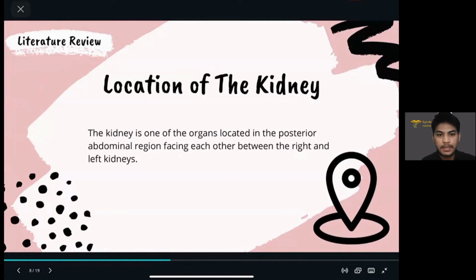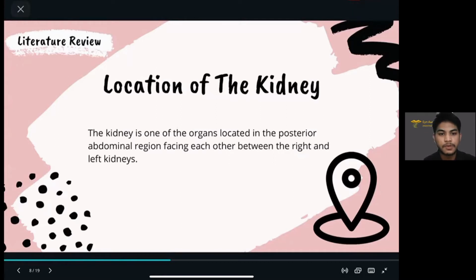The kidney is one of the organs located in the posterior abdominal region, facing each other between the right and left kidney. The right kidney is located inferiorly compared to the left kidney because there is a liver at the top of the right kidney, although the shape and size of the right and left kidneys are similar. The left kidney is longer and more slender than the right kidney and is closer to the midline of the body.